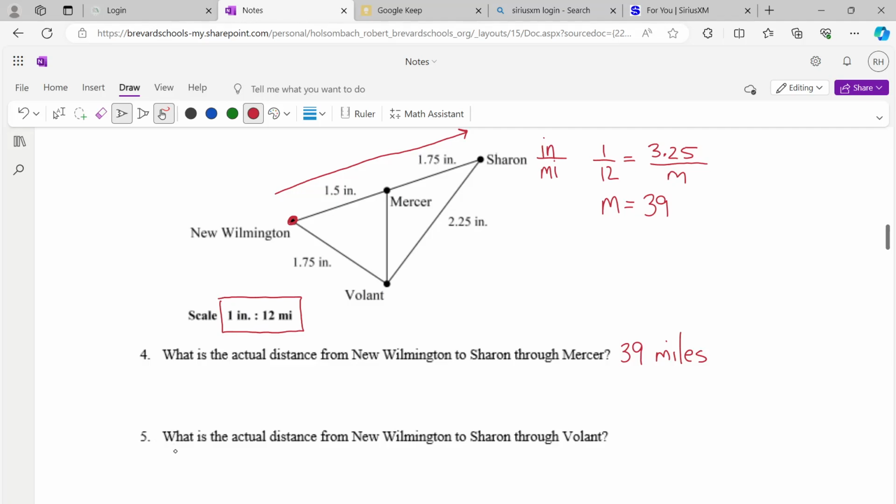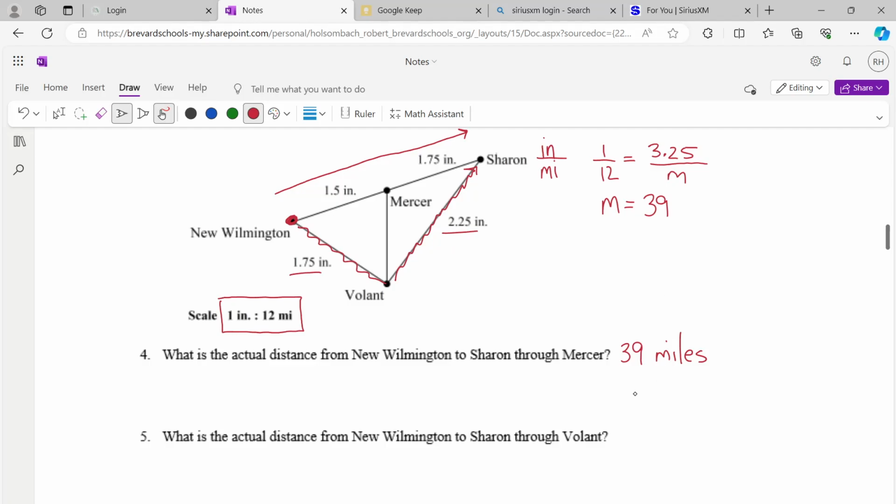In problem number 5, what is the actual distance from New Wilmington to Sharon again, but this time we're going through Volant. So we're still starting here, but now we're going this route. Volant, and then we're going up to Sharon. So now we're going to add together the 1.75 and the 2.25 for our proportion.